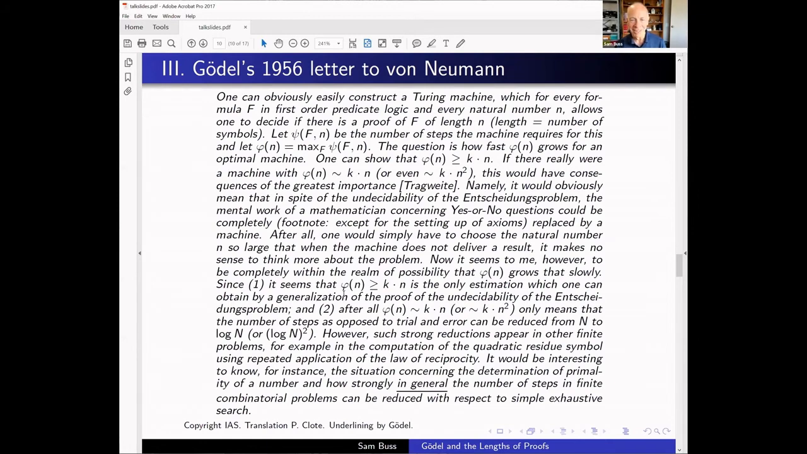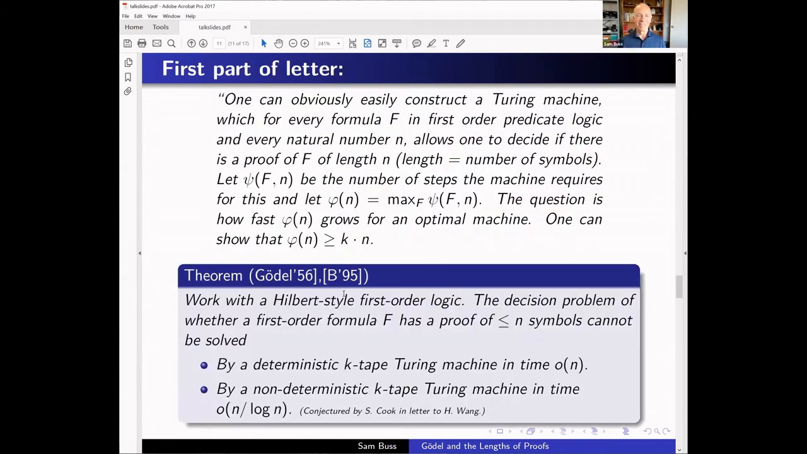Don't have to read this slide. It's small font and it's a lot of words. I'm going to present it again on 3 future slides where you can actually read it. So don't try to read this one. You'll notice it starts with "one can obviously construct" and it ends with "simple exhaustive search." So let's go for it.